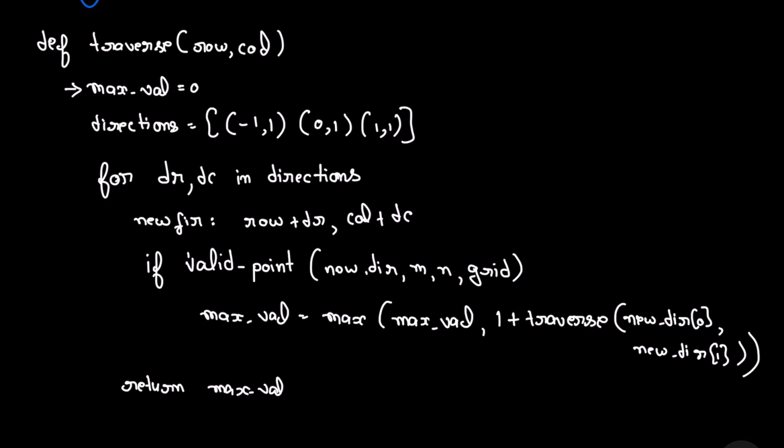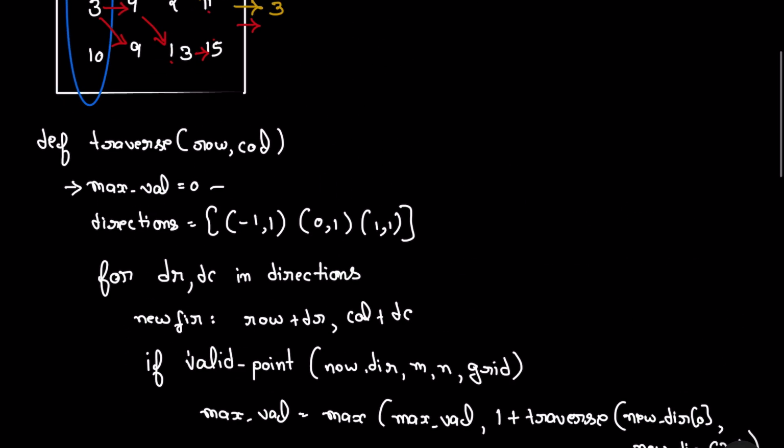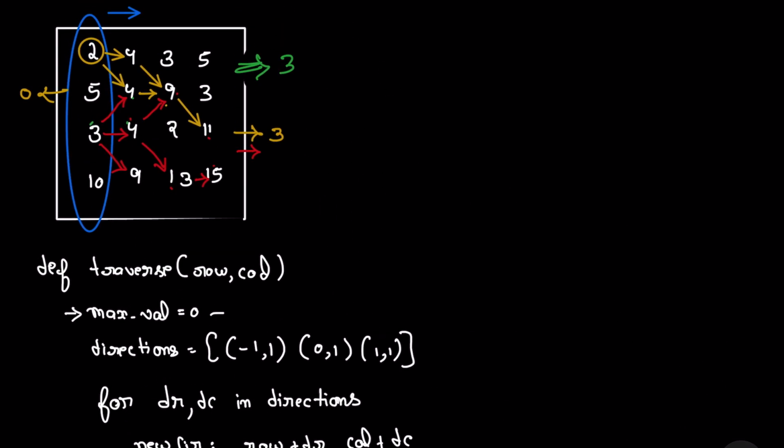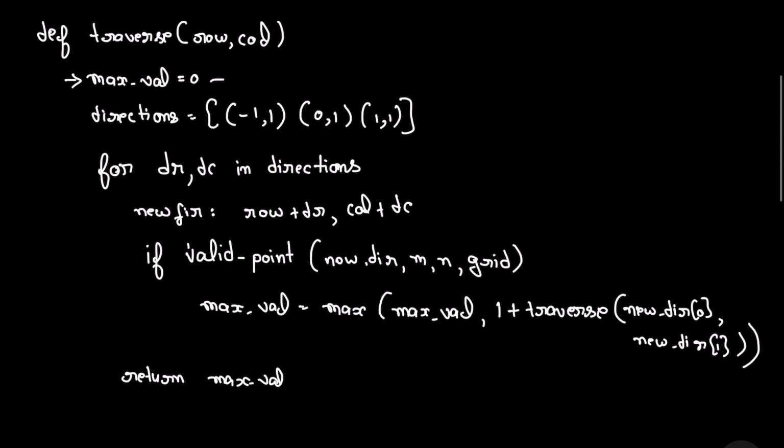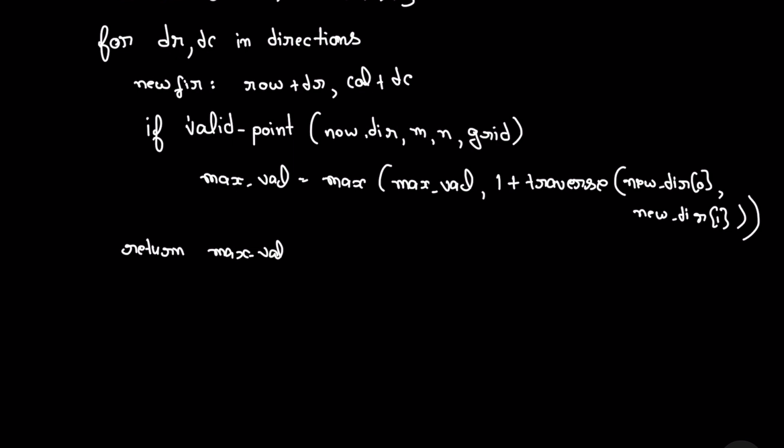This maximum value, remember, is supposed to calculate the maximum value for just one path. I can have multiple such paths: one path originating from 2, another from 5, then from 3, then from 10. I'll pass all these values to this function, keep track of the max value, and then return the max value.